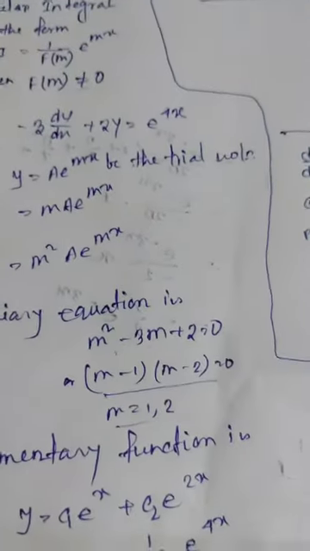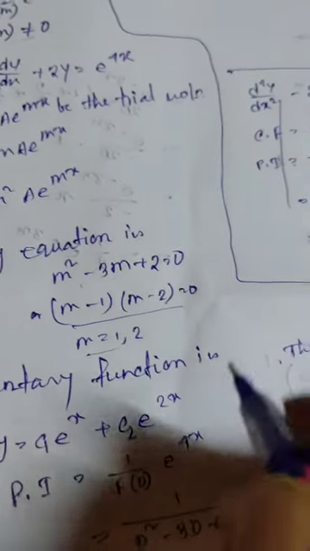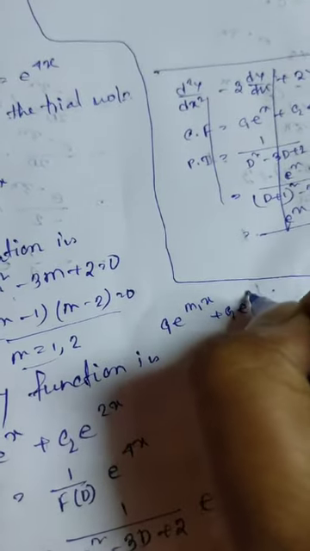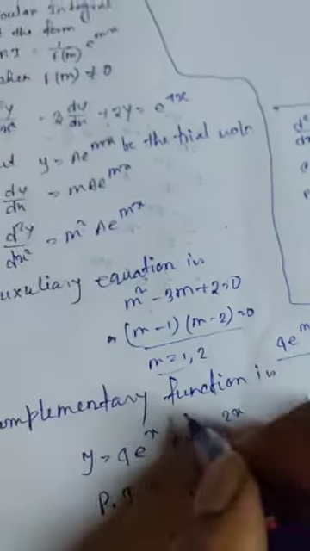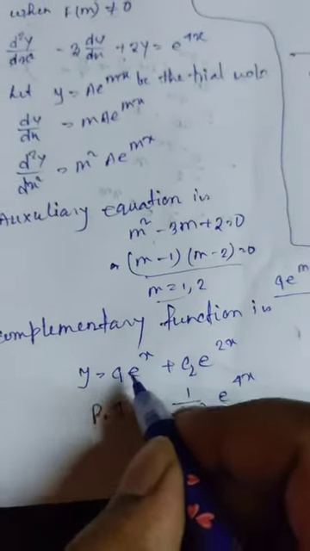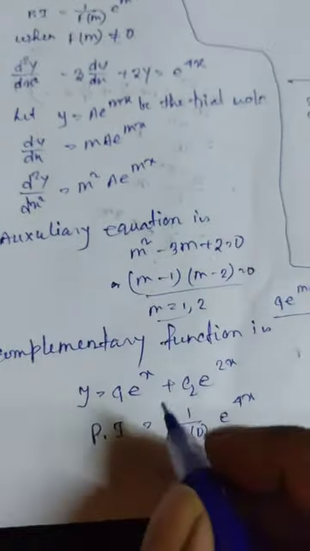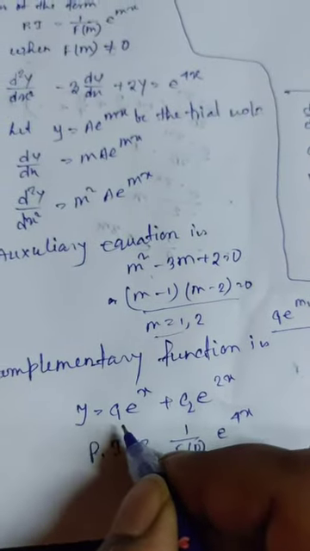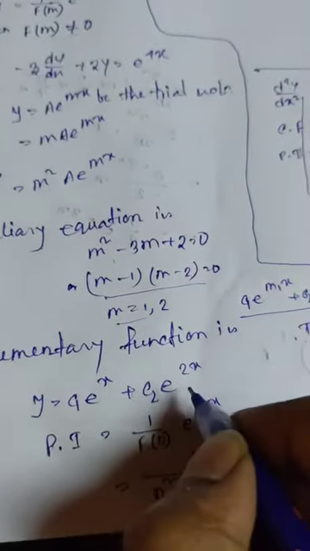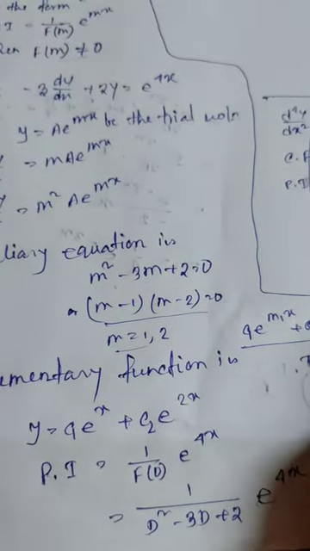As in the previous video, we know that if the roots are real and distinct, then the solution is of the form c1 e to the power m1x plus c2 e to the power m2x. So here we get the complementary function, that is the solution of the homogeneous part of the given equation, y is equal to c1 e to the power x plus c2 e to the power 2x, where c1 and c2 are arbitrary constants. Now the question is, how can we find the particular integral?